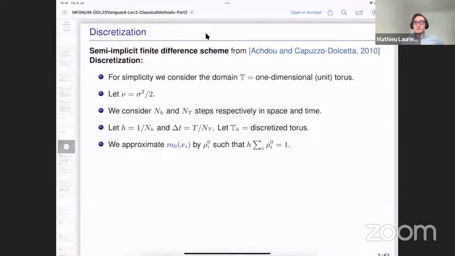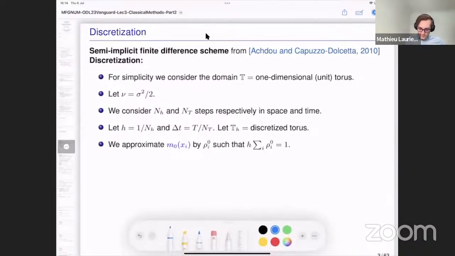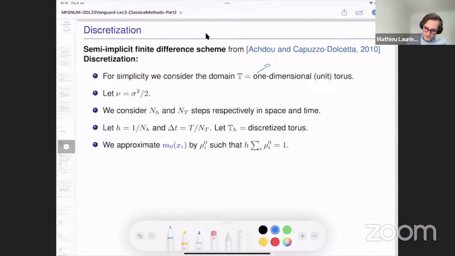For simplicity, we are going to consider the domain to be the torus, and to simplify notation, I will take the one-dimensional case, but you can extend to two dimensions. So if you want, you can do this as an exercise, write the 2D version, and it is pretty similar, except you have one more index everywhere. Nu is equal to sigma squared over 2, and we are going to take N_h and N_T steps respectively in space and time.